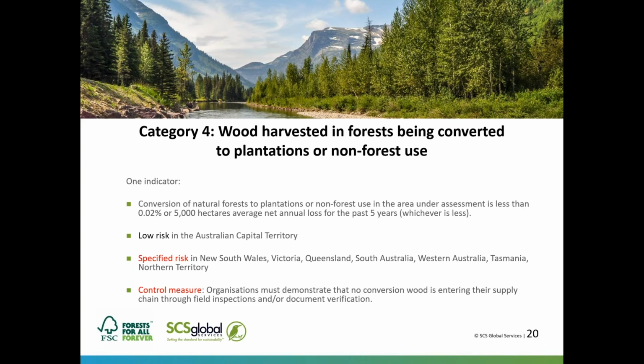So the control measure is that organizations must demonstrate that no conversion wood is entering the supply chain through field inspections and/or document verification. And you're welcome to add something here, Kira, if you want to. To me, this is pretty clear. There's field inspections and documentation, that's probably delivery tickets and so on from certificate holders, and it's tracing that back through the supply chain to the necessary entity to show that evidence to be in conformance.